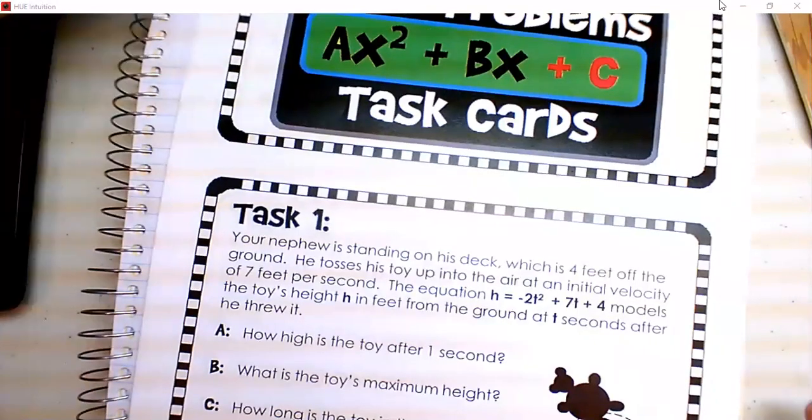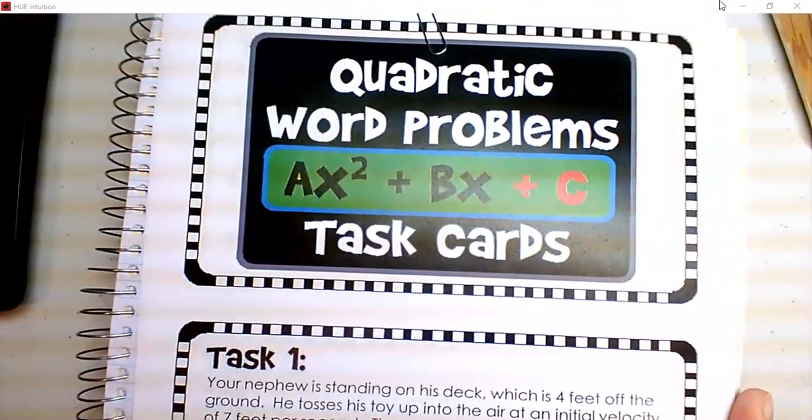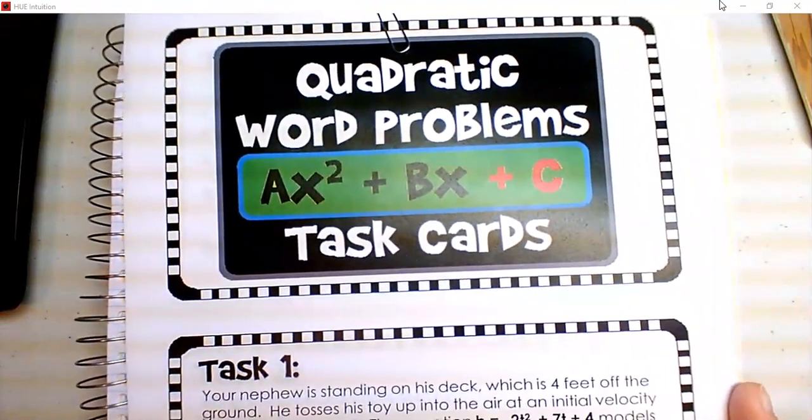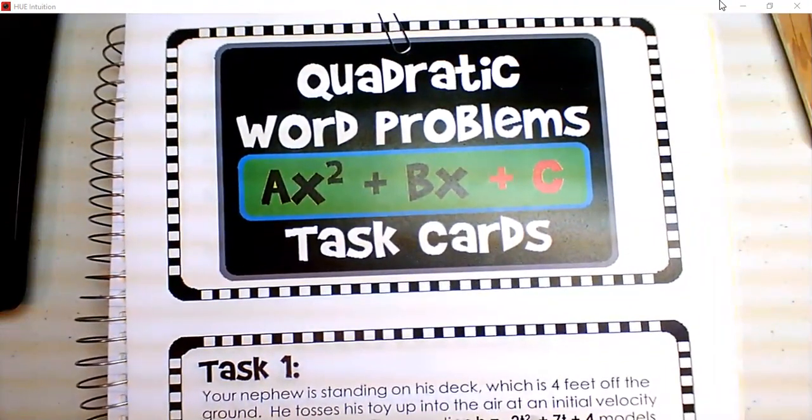Okay, we're going to do some quadratic word problems this week. So one of the items that you have to look at are these task cards that I've put online for you. I'm going to go through task 1 and task 2 with you. We're going to skip task 3 altogether.